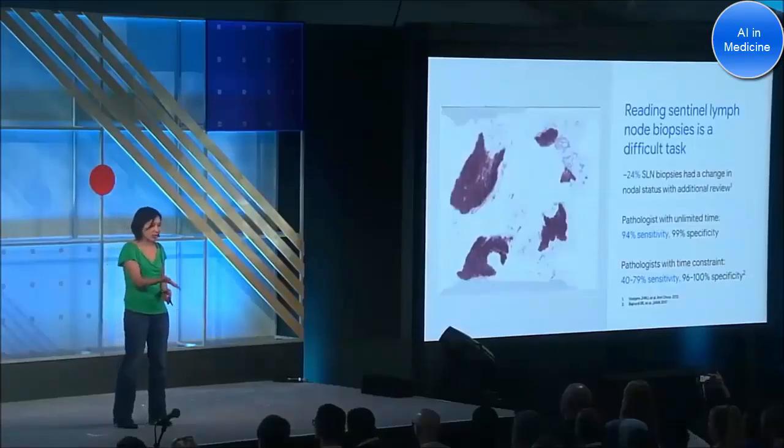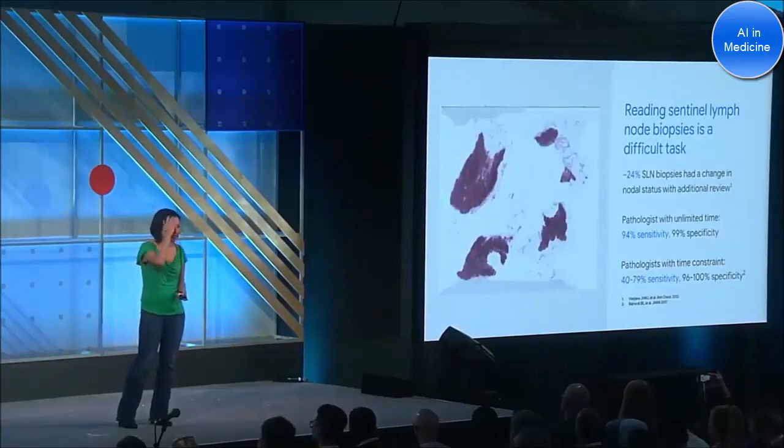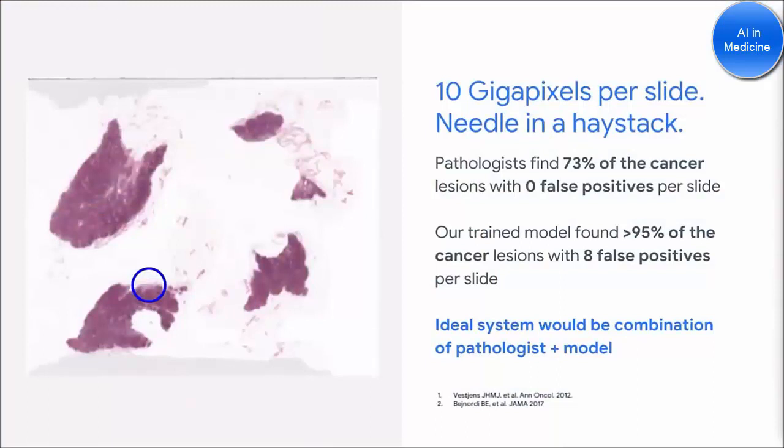The interesting thing is that another study was published that showed that a pathologist with unlimited time, not overwhelmed with data, is actually quite sensitive. 94% sensitivity in finding the tumors. When you put a time constraint on the pathologist, the sensitivity drops, and people start overlooking where little metastases may be. In this picture, there's a tiny metastasis right there, and it's usually small things like this that are missed. This is not surprising, given that so much information is in each slide.